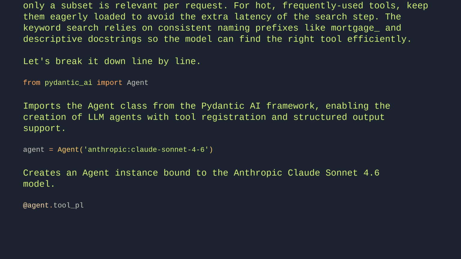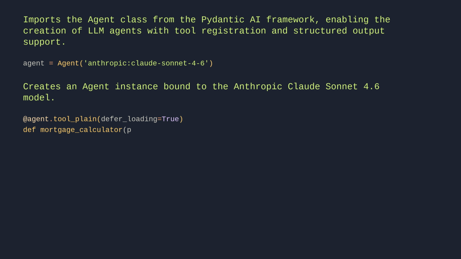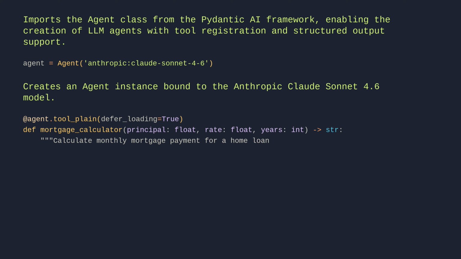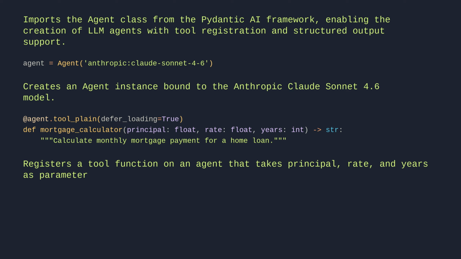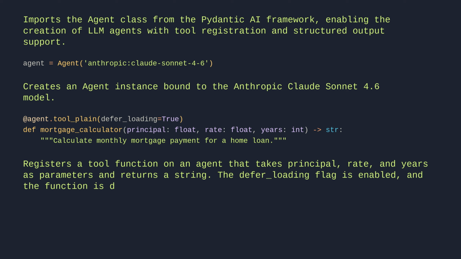@agent.tool_plain(defer_loading=True). def mortgage_calculator(principal: float, rate: float, years: int) -> str: "Calculate monthly mortgage payment for a home loan." Registers a tool function on an agent that takes principal, rate, and years as parameters and returns a string. The defer_loading flag is enabled, and the function is documented as calculating monthly mortgage payments.